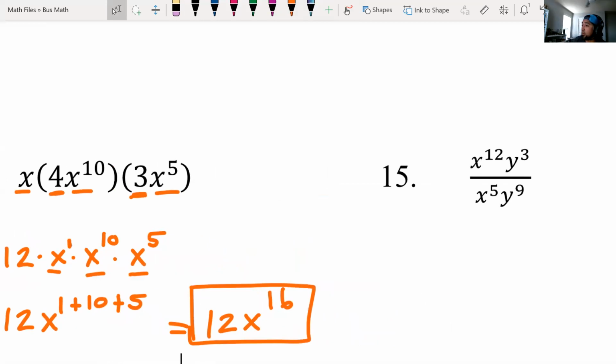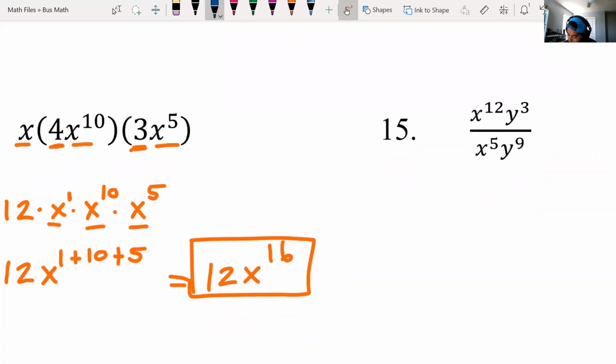15. Definitely some work to do here. x to the 12th y cubed over x to the 5th y to the 9th. So what we're going to do here is handle the variables separately. So we're going to look at x to the 12th over x to the 5th. Same base over each other. We're going to subtract the exponents. So this is going to give me x to the 12 minus 5.